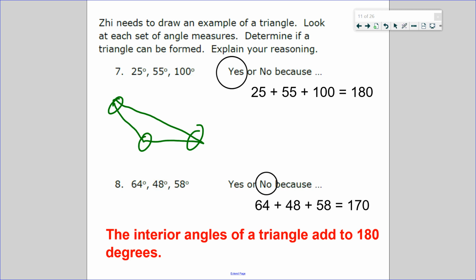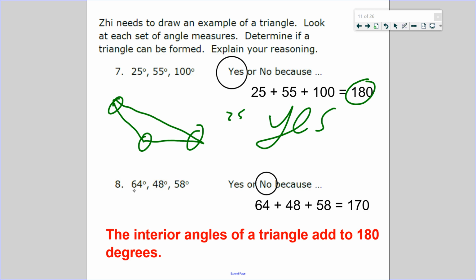Hopefully you'll say a triangle adds up to 180 degrees. If you understand that, then you can answer any triangular question about angles. So 7, 25 plus 55 plus 100. Those three numbers add up to 180. Will it make a triangle? Yes, it will. Yes, yes, oh yes.